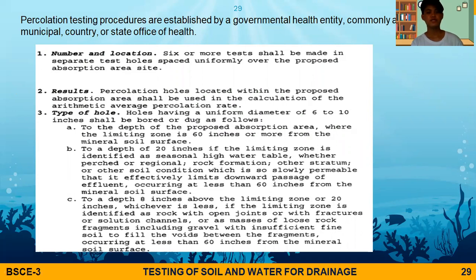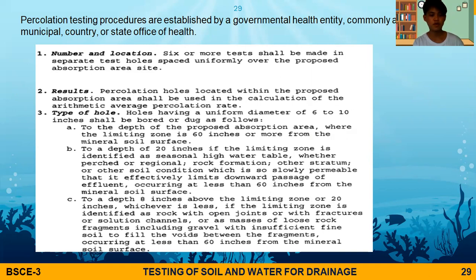Percolation testing procedures are established by a government health entity, commonly a municipal, county, or state office of health. Number one is the number and location. Six or more tests shall be made in separate test holes spaced uniformly over the proposed absorption area site. Second is the result. Percolation holes located within the proposed absorption area shall be used in the calculation of the arithmetic average percolation rate.